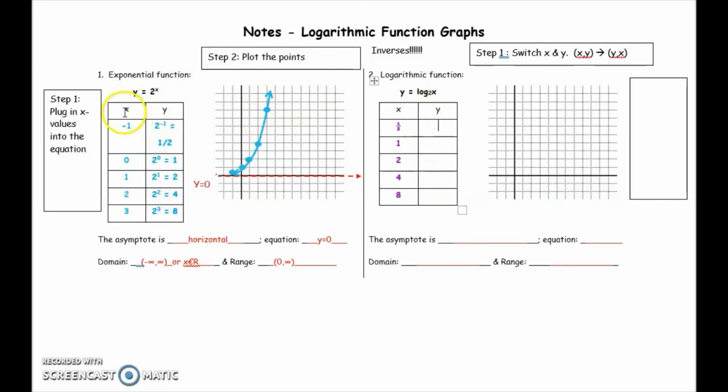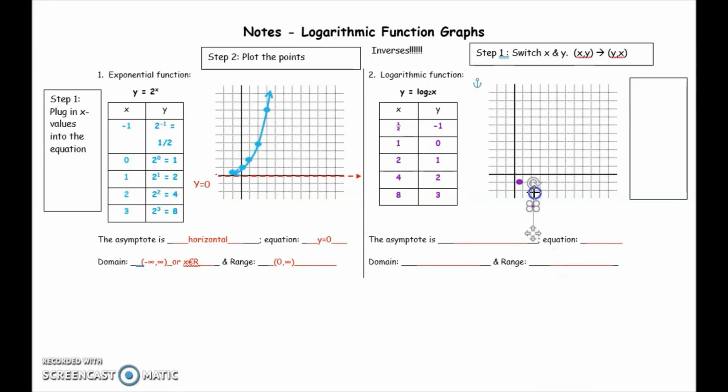Same thing. I'm going to take our x values and I'm going to make them become y values. So -1, 0, 1, 2, 3. Now we're going to plot these points. Over 1/2, down -1. That's close enough.